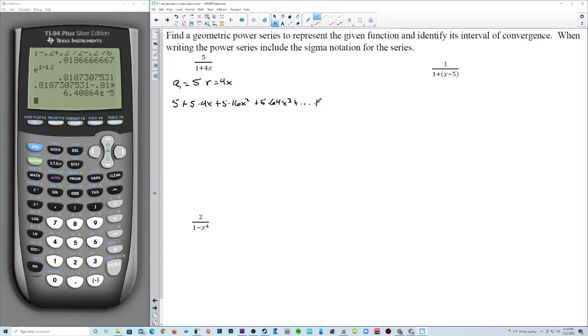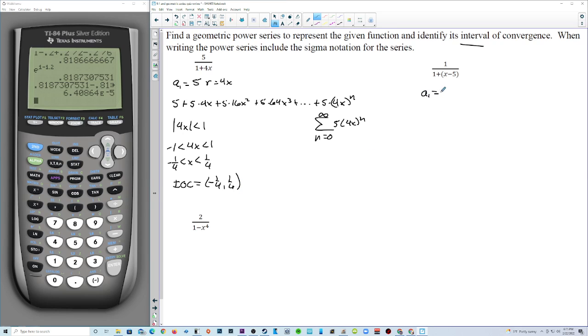Include the sigma notation. So let's get the nth term. That's 5 times 4x to the n if we start with 0. So we're starting with 0, and so let's write the sigma notation. That tells us we're starting with 0 to infinity of 5 times 4x to the n. Now we want the absolute value of 4x to be less than 1 in order to find the interval of convergence. So negative 1 less than 4x is less than 1. So negative 1/4 is less than x is less than 1/4. So the interval of convergence is negative 1/4 to 1/4.